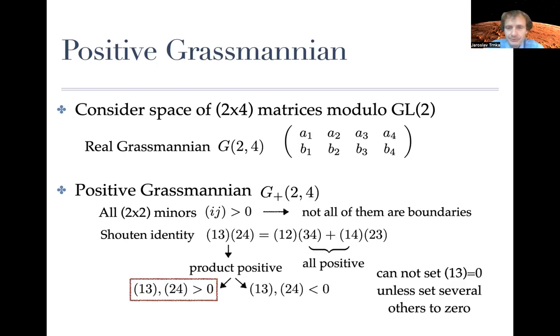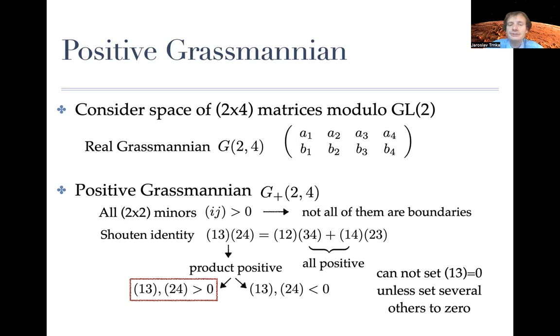Now, despite having to impose that all these minors are positive, not setting any minor to 0 is a boundary. For example, setting minor 1,2 to 0 is a boundary, but setting minor 1,3 to 0, despite our having to impose it as a condition to define the space, is not a boundary of the space. That can be seen from a simple identity between minors: the product of minors 1,3 and 2,4 is equal to the sum of the products of minors 1,2 and 3,4, and 1,4 and 2,3. This is just a Schouten identity.